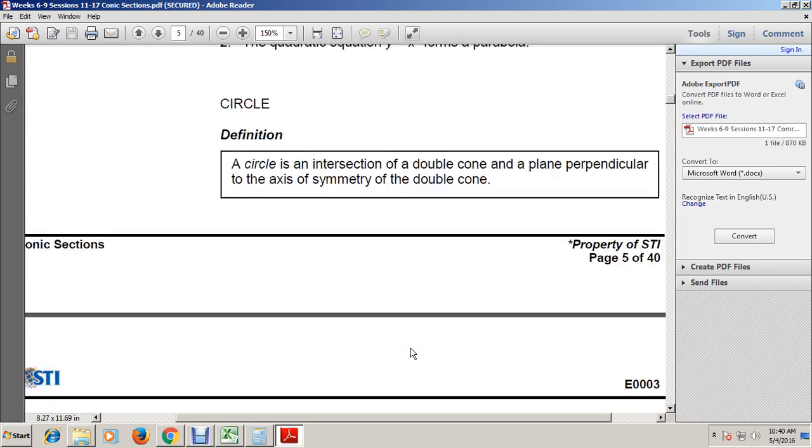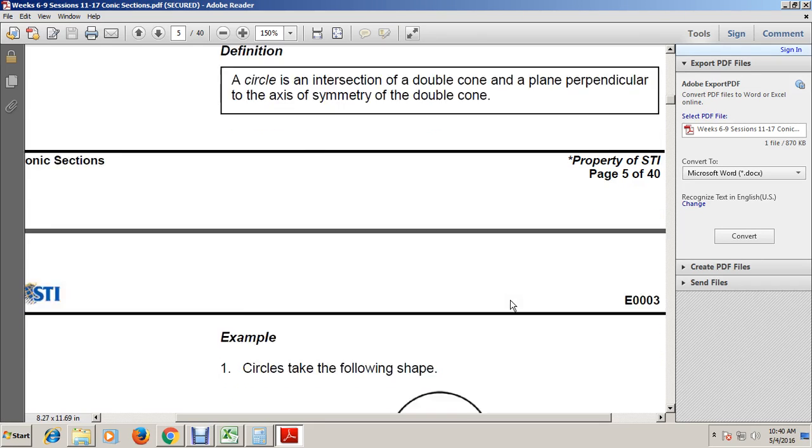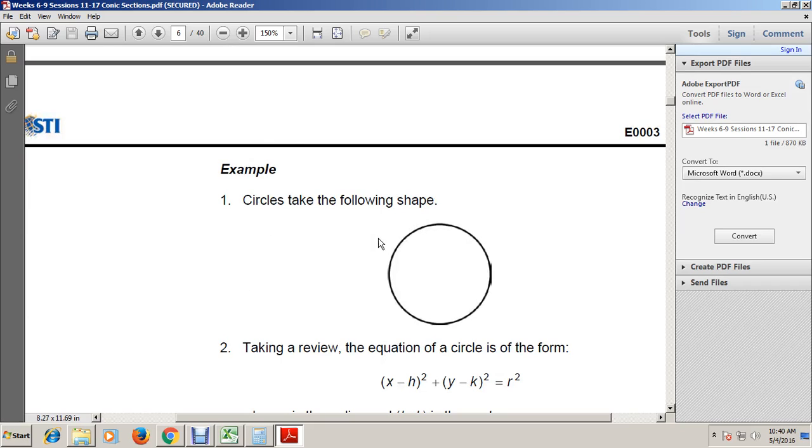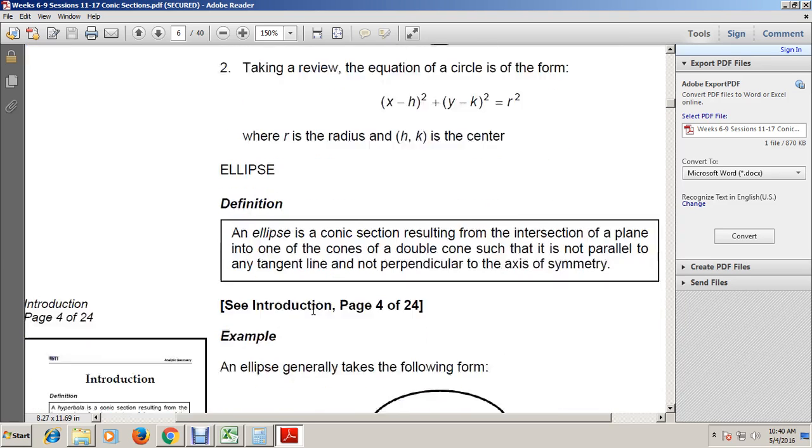Now the circle is just like what we have discussed in the previous video lecture on the circle. The circle is an intersection of a double cone and a plane perpendicular to the axis of symmetry of the double cone, or simply the plane is parallel to the base of the cone. Of course, we are familiar with the basic shape of the circle. It takes on the basic equation r squared is equal to (x minus h) squared plus (y minus k) squared, and this was discussed in a separate discussion on circles.